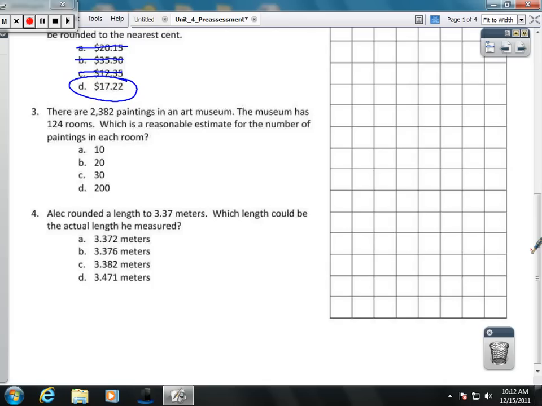So we have number 3. There are 2,382 paintings in an art museum. I want to divide those paintings up into a total of 124 rooms. And again, don't panic just because this is a 3-digit divisor. It's still the same process. We are still dividing, multiplying, subtract, compare, bring down.